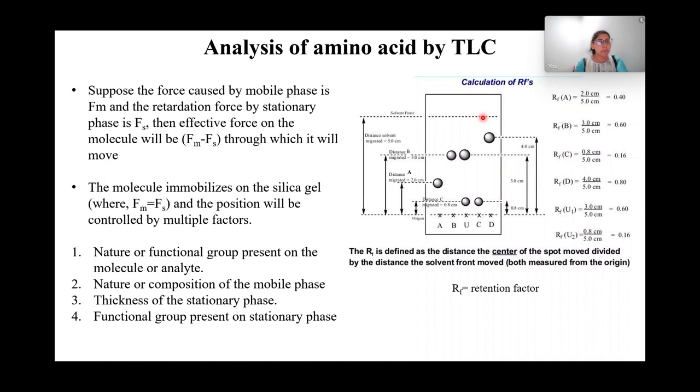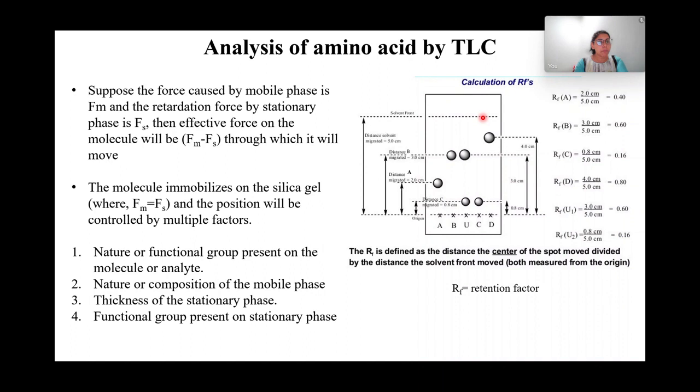Now U has two components. It is also possible that your sample has two kinds of components, and each individual component has its own retention factor. So you calculate the retention factor for each of the components separately. So for U1, if you consider this to be U1, this will be 3 centimeter movement, so 3 centimeter by 5, and for U2 it will be 0.8 by 5. So that's how you look for your retention factor. And once you have a retention factor, you know your solvent, you know your stationary phase, taking all these factors into account, you can identify which component it is.